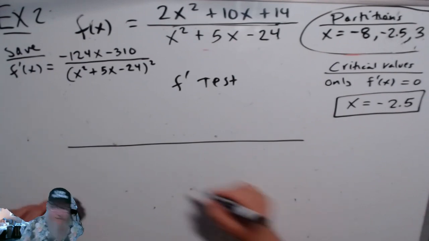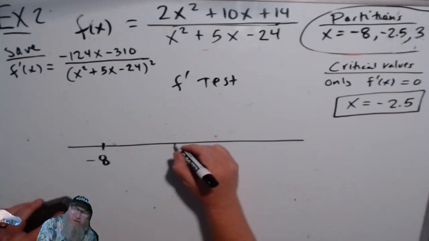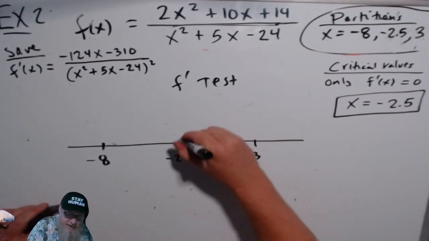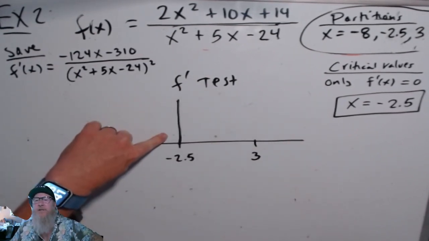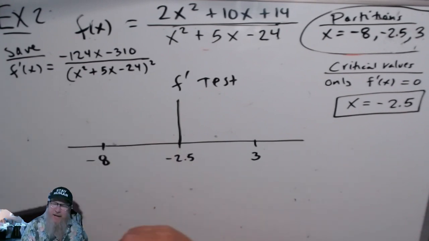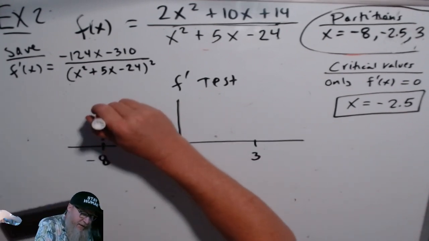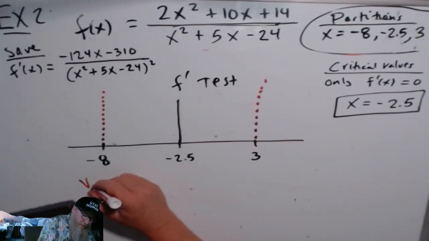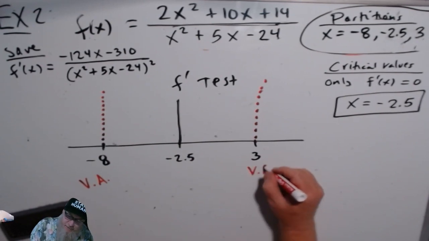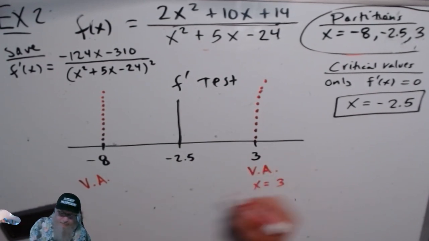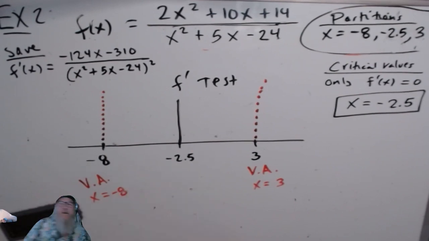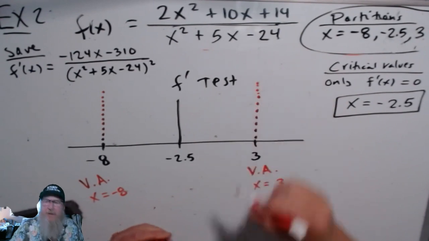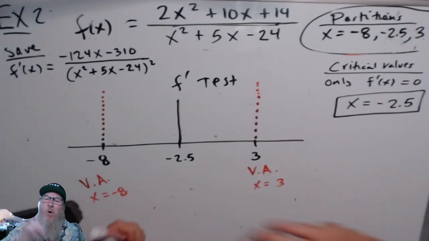Now, put the numbers in order. And then if it's a critical value, I usually use a solid partition. If it's a partition number that's not critical, that's called an asymptote. Vertical asymptote. So these are dotted lines on the graph in which the points do not exist. They're kind of like holes.